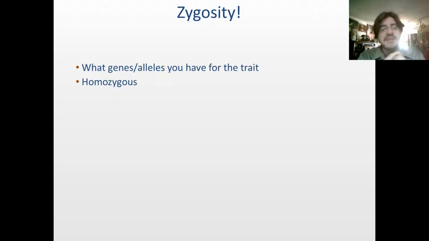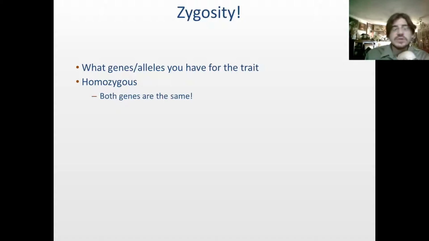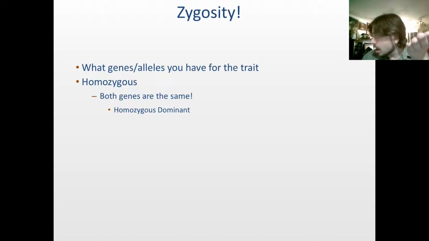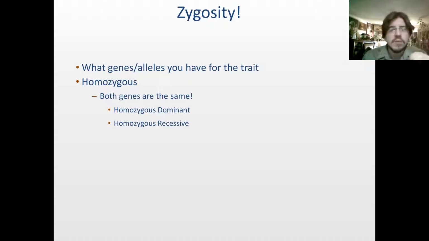Homo means same. So both genes are the same. You can be homozygous dominant, implying that both alleles are dominant, or, correct, homozygous recessive. That was an easy one. All right, if homozygous is the same, because homo is the prefix for the same, then what is the prefix for when the alleles are different? Did I hear someone say hetero? That's correct. Heterozygous is the other possible category.